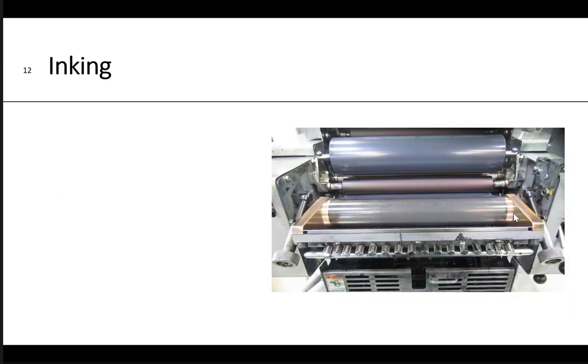Another system on a printing press would be the inking system. And the inking system consists of all these rollers. We call this an ink train. They have all different types of rollers, with different purposes and different sizes. When we have our separate lecture on ink and rollers, we'll discuss that in more detail.